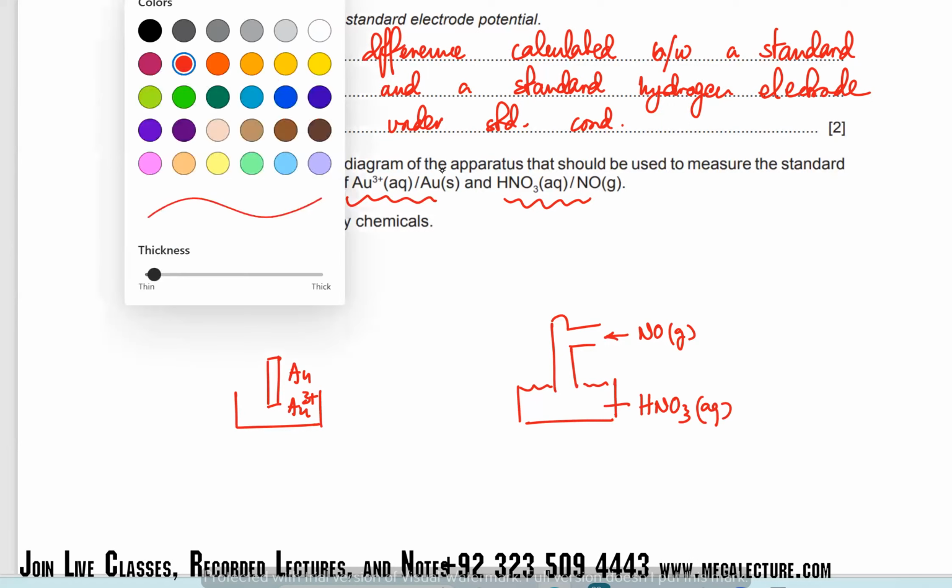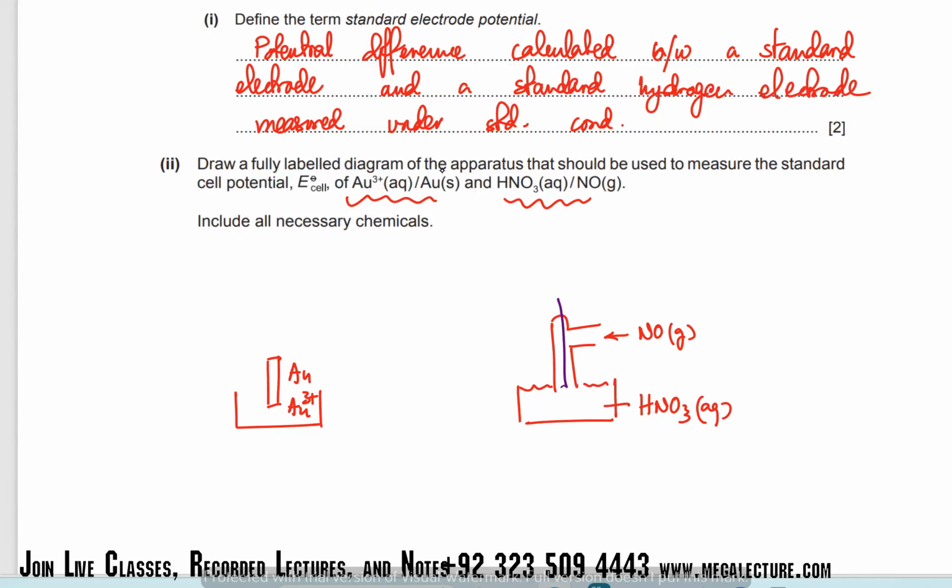Or inside this, there's going to be a platinum. So mention that it's a platinum electrode. Over here, you don't really need an electrode because the metal itself is the electrode. Use a voltmeter. And also you need a salt bridge. Okay, label that too. That's it. Just label everything.